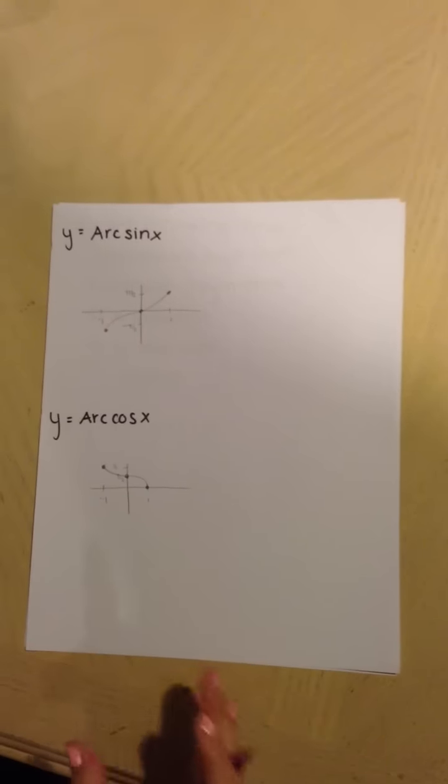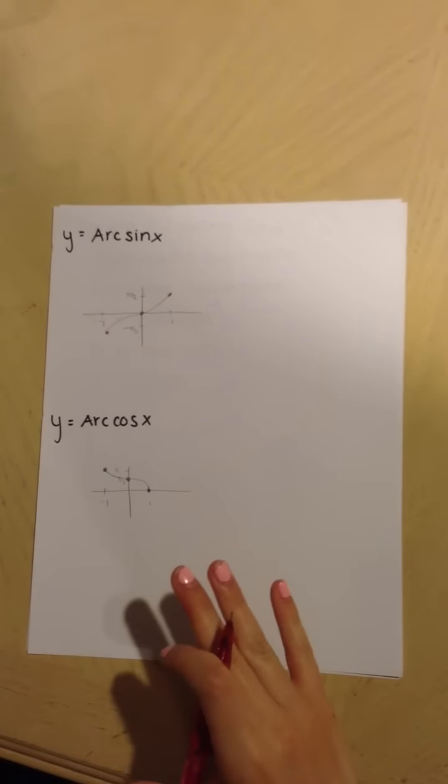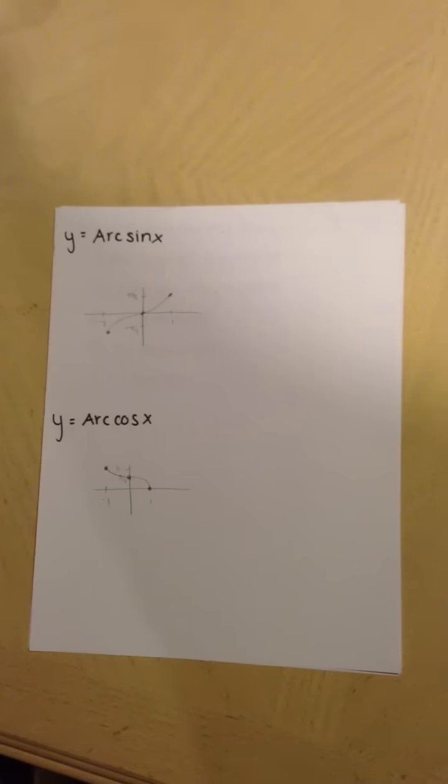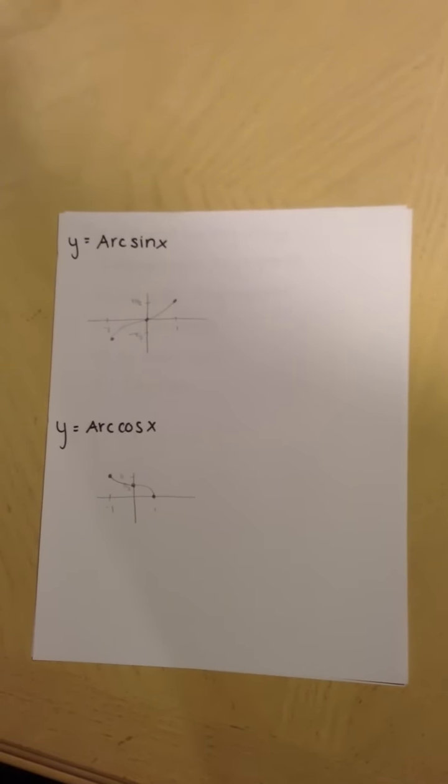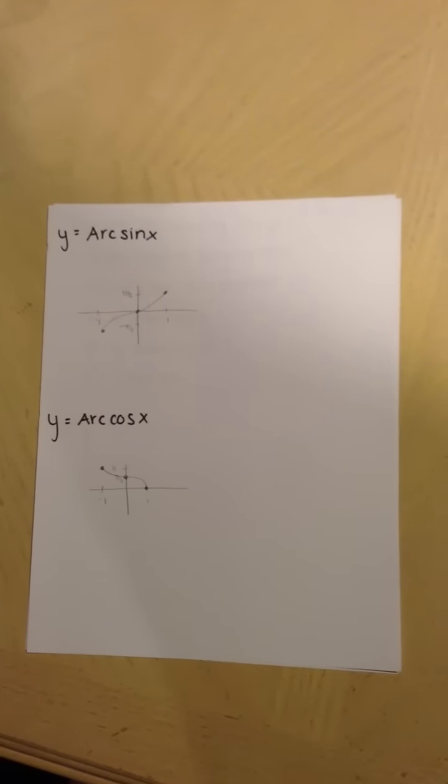Your arc sine and arc cos are basically when you just turn them 90 degrees and then you restrict the domain so that the inverse is also a function.